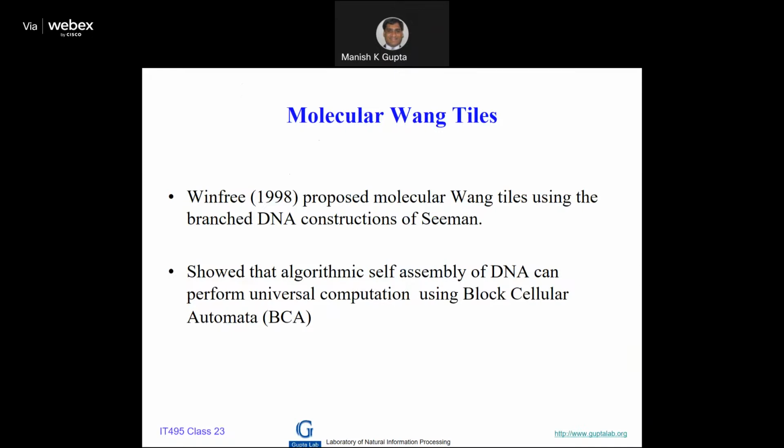Winfree has shown in his thesis that algorithmic assembly of DNA can perform universal computation using what is known as block cellular automata. I'm sure you might not have heard about block cellular automata. I don't know whether you have done a course on theory of computation or models of computation, but before that, in my discrete math lectures, I talked about four kinds of machines: finite automata, pushdown automata, linear bounded automata, and Turing machine.